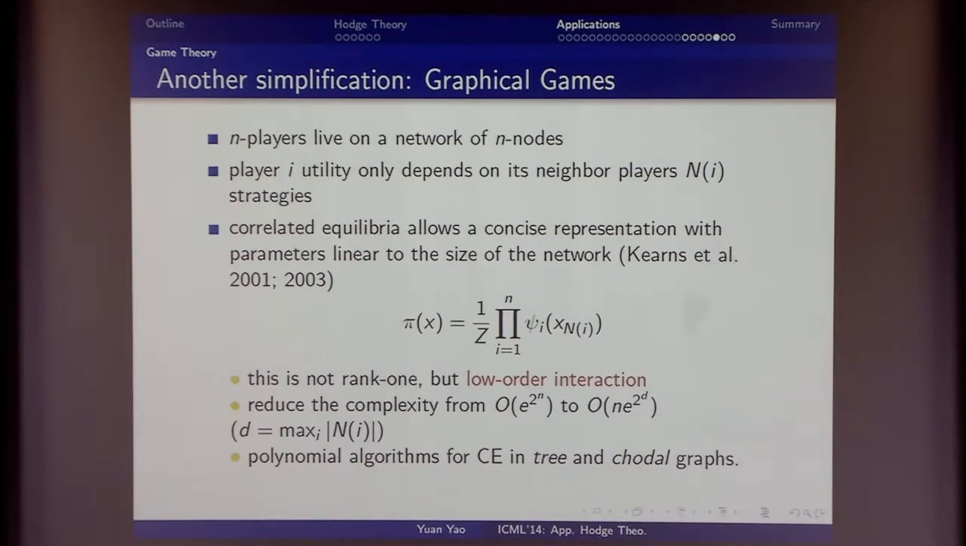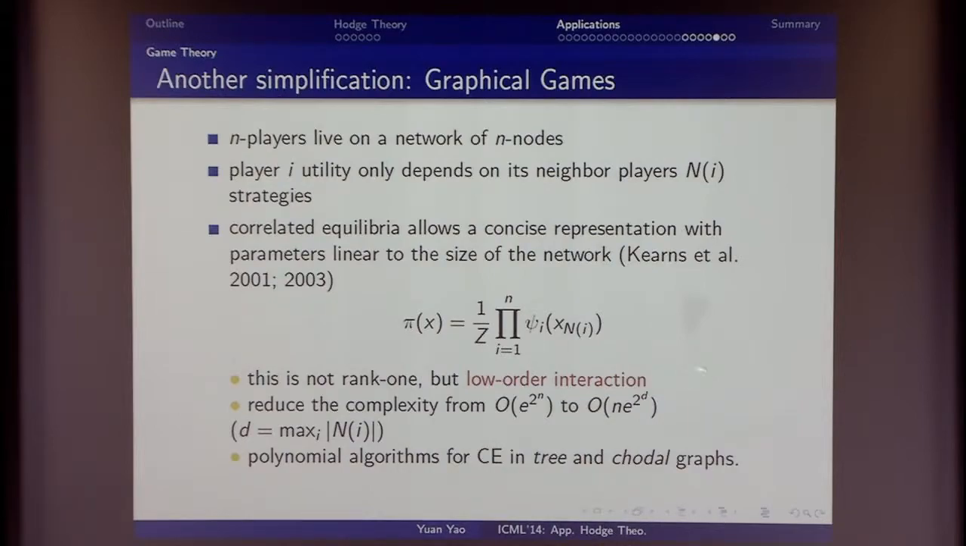And another direction for simplification of games is graphical games. It means we have n players living on a network of n nodes, and every player has utility depending only on its neighbor players. This kind of constraint leaves you a joint distribution factorization in this product way.